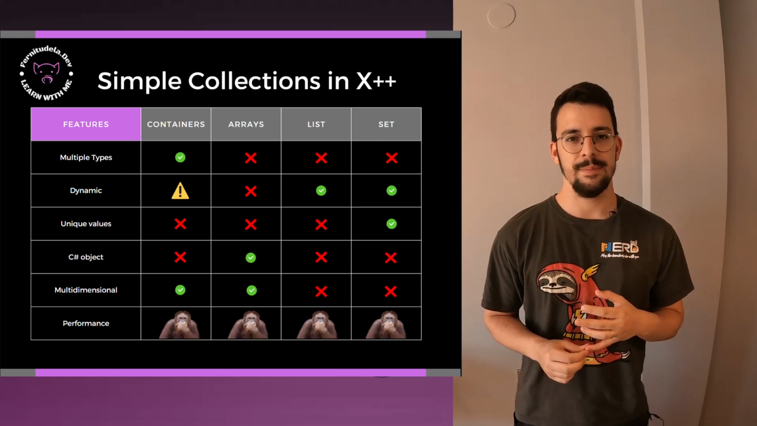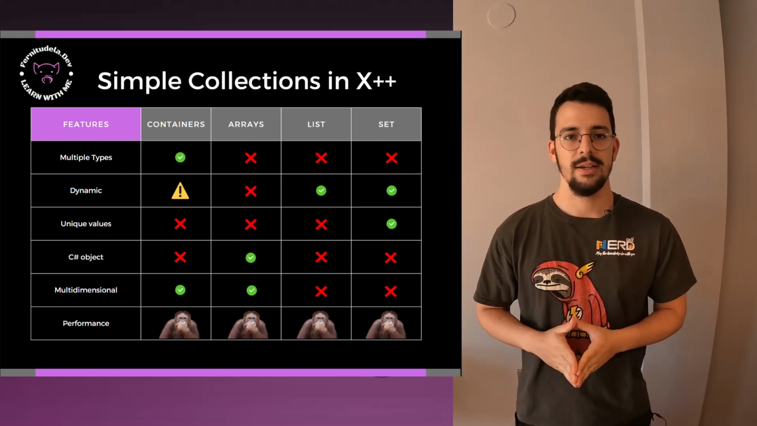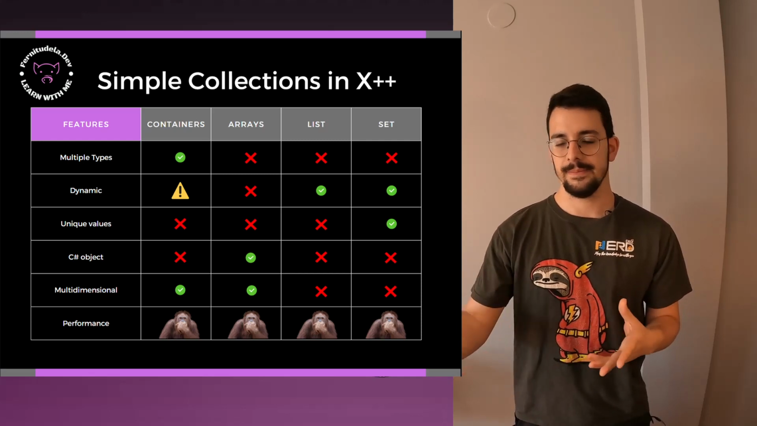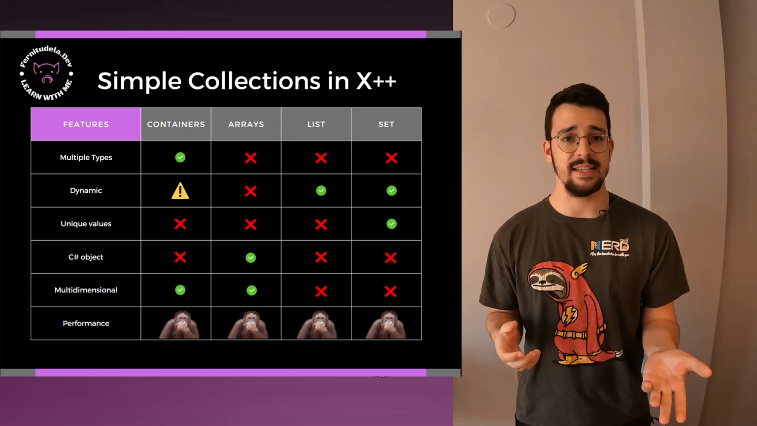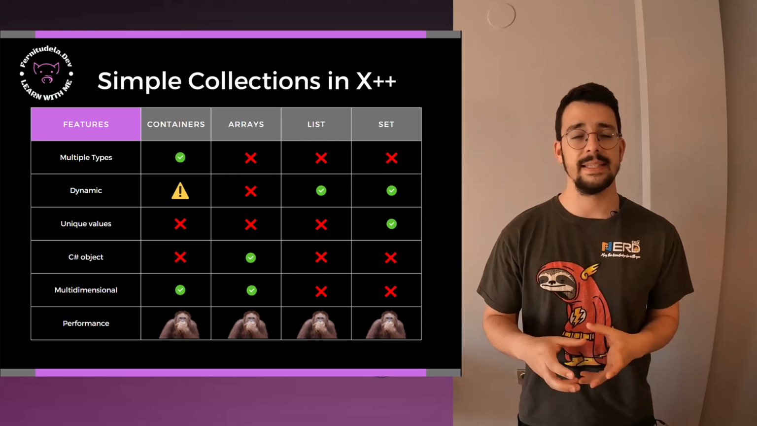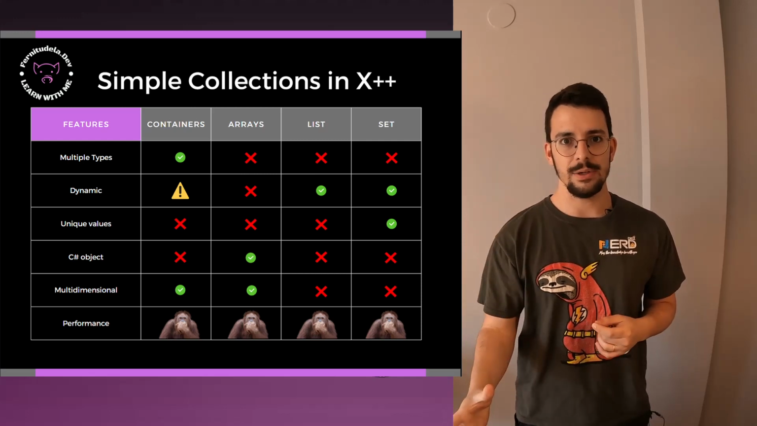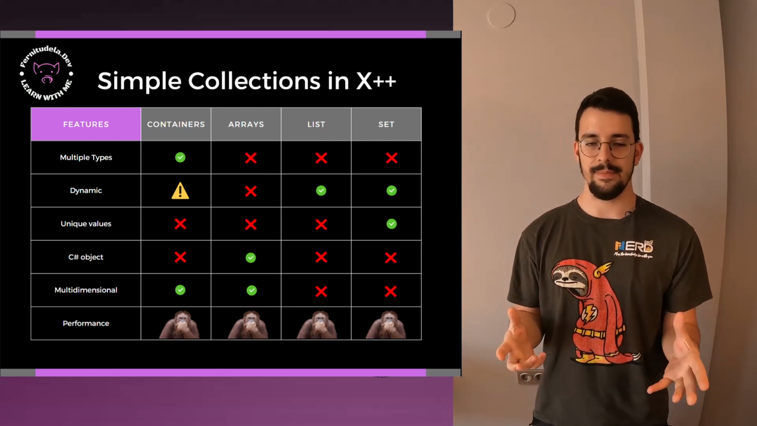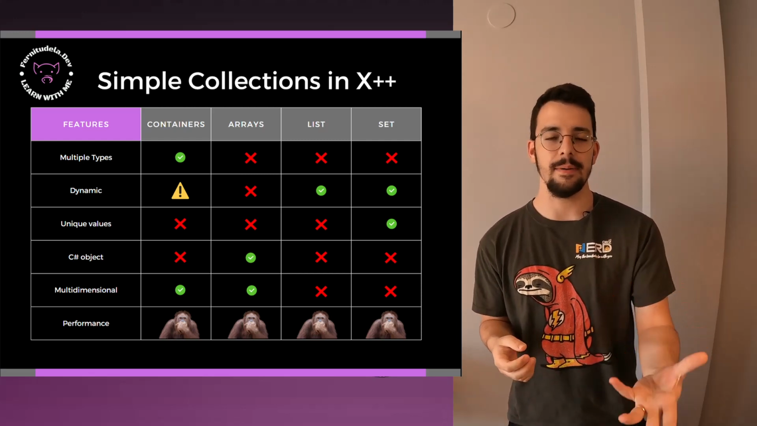Unique values means that if you insert, for example, the same string or the same type or object into a collection, all of them are going to accept it, but the set. The set only accepts unique values. That's the particular characteristic that makes it unique.